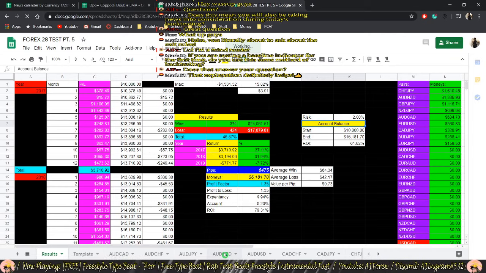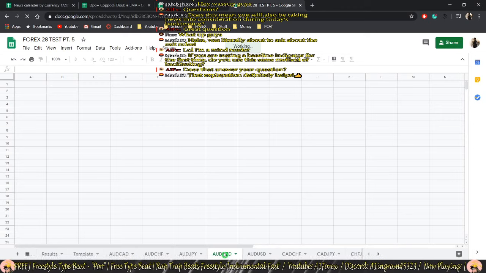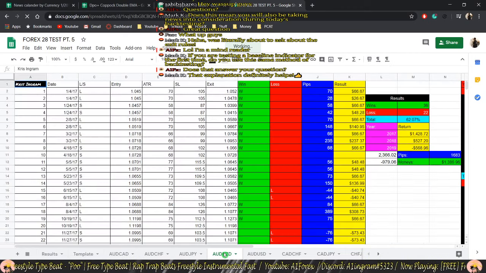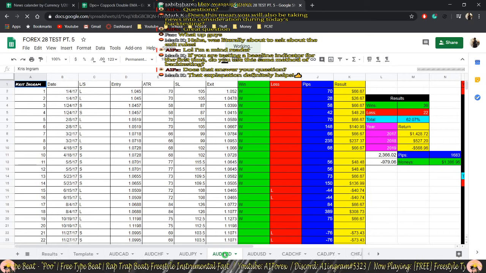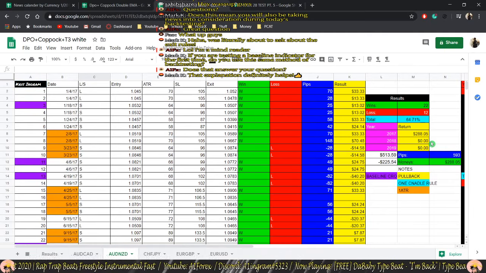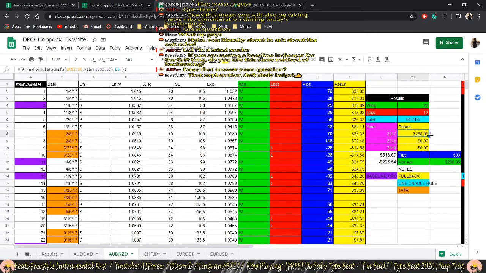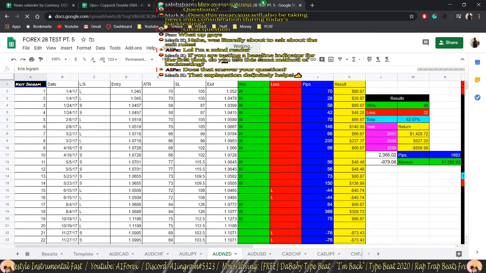What I just did, make sure the risk was the same for each account. So for Aussie NZ, we made 14%. For this one, we only made 2%. That's something. Here, let's try to find some differences.